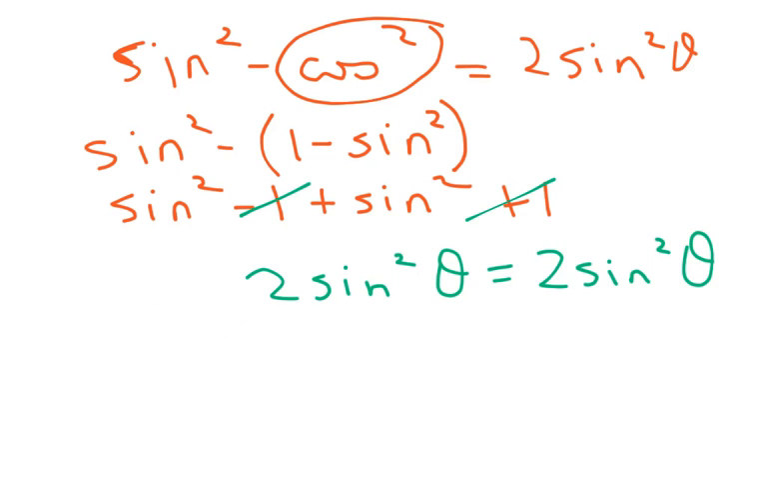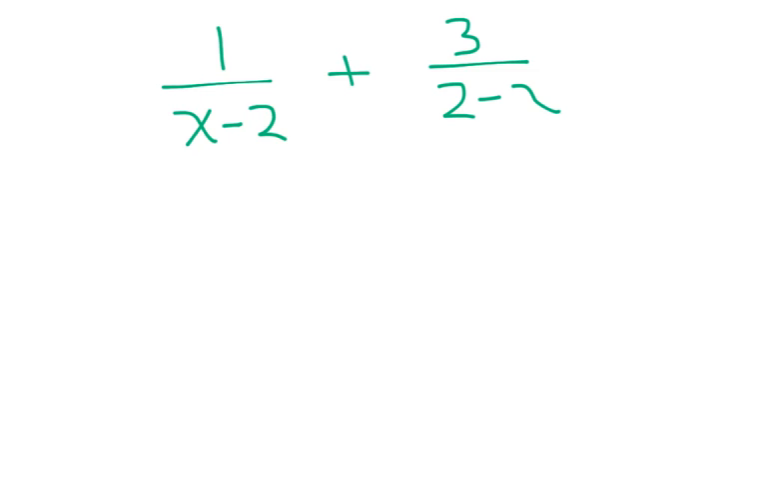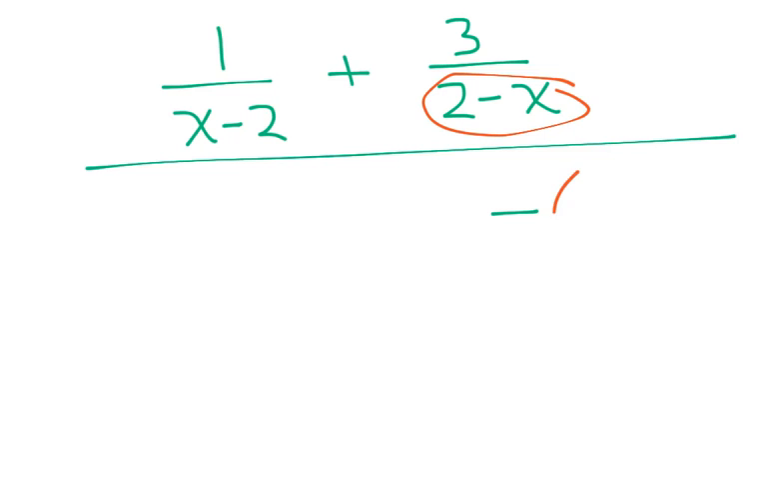I also want to go over very quickly something that we went over earlier. When you have something like, let's say we had, what can I do? 1 over x minus 2 plus, let's say, 3 over 2 minus x. You know that if I put a negative in front of this one here, 2 minus x, I'm going to get negative 2 plus x, which is the same as x minus 2.